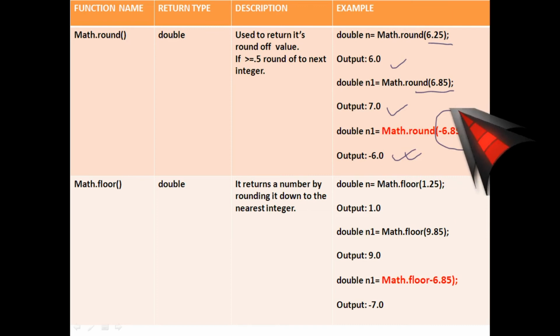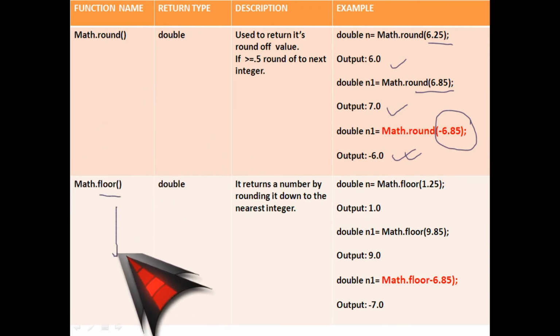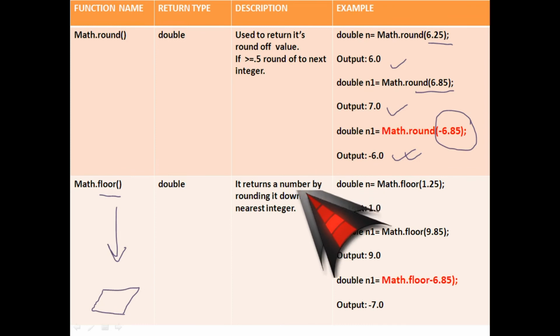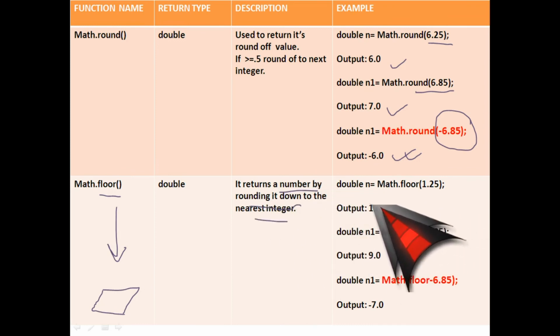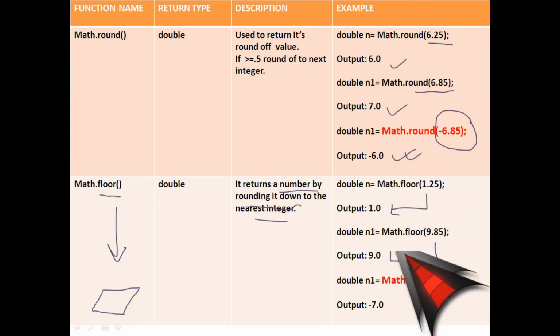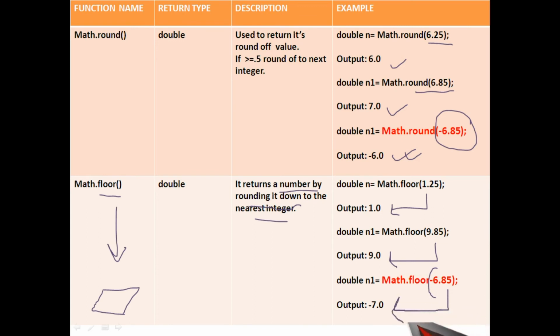Math.floor, as the name suggests, floor points out flooring. Always remember that. Floor points out the flooring. It means we are rounding it down to the nearest integer, whatever it is. So 1.25 will become 1.0, 9.85 will become 9.0, and in case of a negative number, remember the higher the value is, the more it is lowered. So over here it will become minus 7.0.